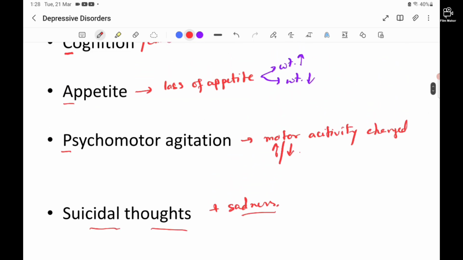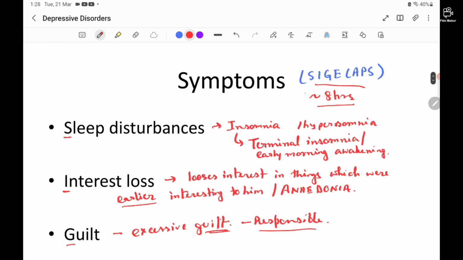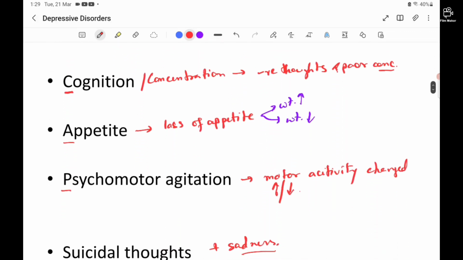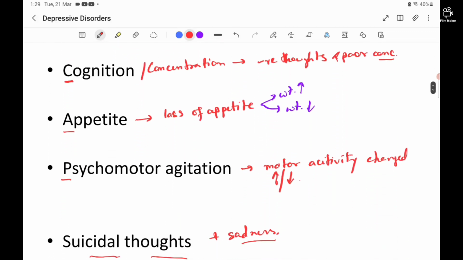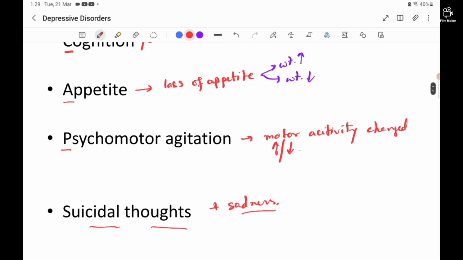And how shall we remember it? We can remember it with the mnemonic SIG E CAPS. S: sleep disturbance. I: interest loss. G: guilt. E: energy. C: concentration. C: cognition. A: appetite. P: psychomotor agitation, and S: suicidal thoughts.